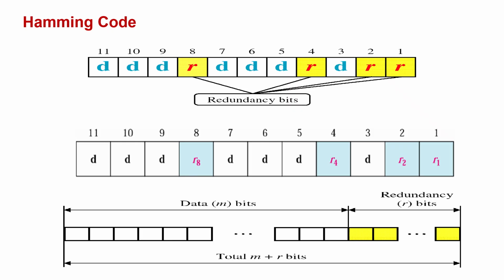For example, if we have a 7-bit data unit, then we need 4 redundancy bits, since 2^4 = 16 is greater than or equal to 7 + 4 + 1. These redundancy bits are placed in positions that are powers of 2, that is positions 1, 2, 4, 8 and so on. This careful placement allows the receiver to detect and correct single bit errors effectively.